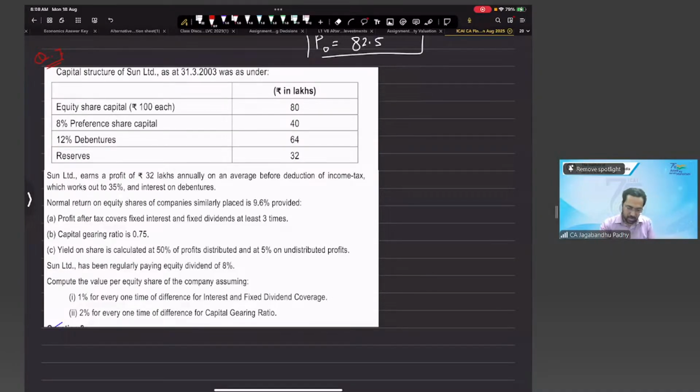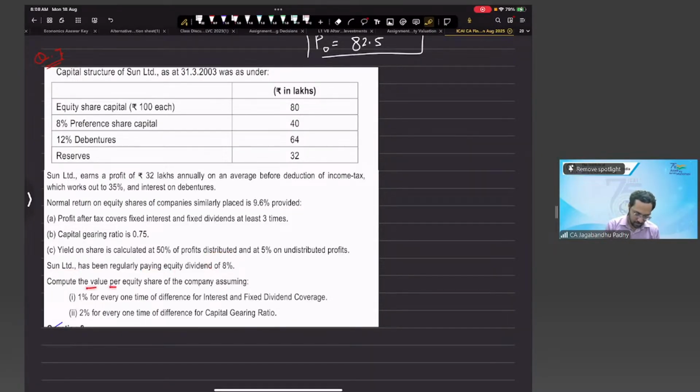Now there are certain conditions attached with the return on equity being fixed at 9.6%. Profit after tax covers fixed interest and fixed dividends at least 3 times, and the capital gearing ratio is 0.75. So these are the two conditions. And yield on share is going to be calculated on 50% of profits distributed and 5% of undistributed profits. Now, Sun Limited has been regularly paying equity dividend of 8%.